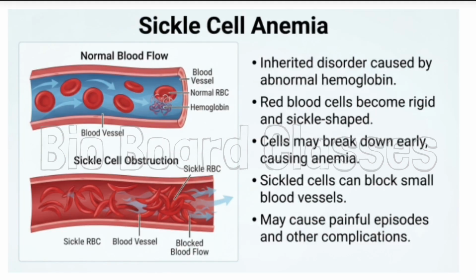Sickle cell anemia is an inherited disorder caused by a genetic change affecting hemoglobin. In this condition, RBCs can become rigid and take on a characteristic sickle shape. These abnormal cells can break down prematurely, causing anemia, and they may block small blood vessels, leading to painful episodes and other complications. Sickle cell anemia is a lifelong condition that requires ongoing medical management. Treatments may include medication, supportive care, blood transfusions, and for selected patients, potentially curative treatments such as stem cell transplantation.